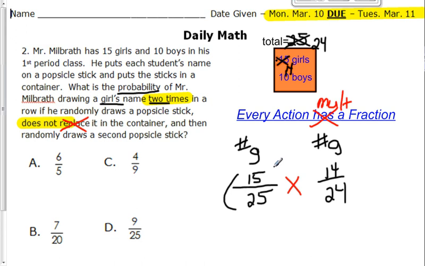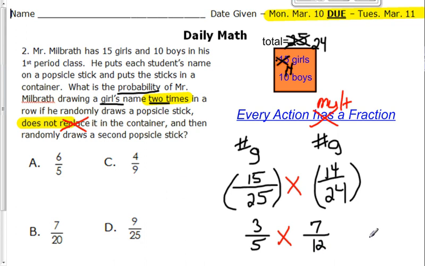I know I have 15 and 25. 5 goes into both of those. 5 goes into 15 3 times. 5 goes into 25 5 times. Now look at the other ones. Well, these are both even, so I know I can definitely cut them in half. Half of 14 is 7. And half of 24 is 12.